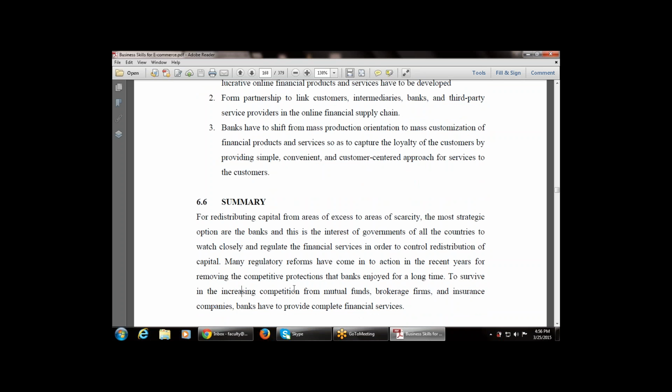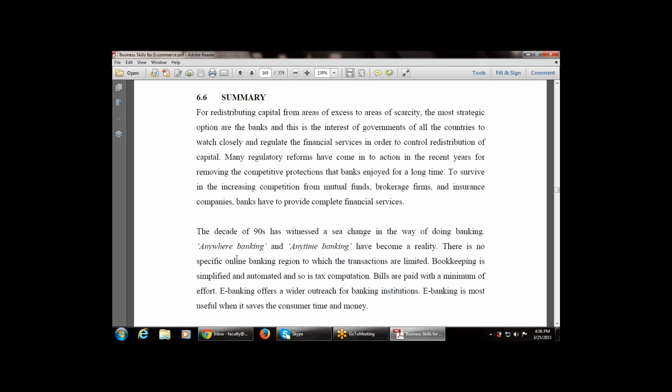To survive the increasing competition from mutual funds, brokerage firms and insurance companies, banks have to provide complete financial services. So banks have to provide complete services that are available online. Then this is the most important line: the decade of the 90s has witnessed a sea change in doing business. That is, anywhere banking and anytime banking has become a reality. Everyone can do banking at any time, anywhere.